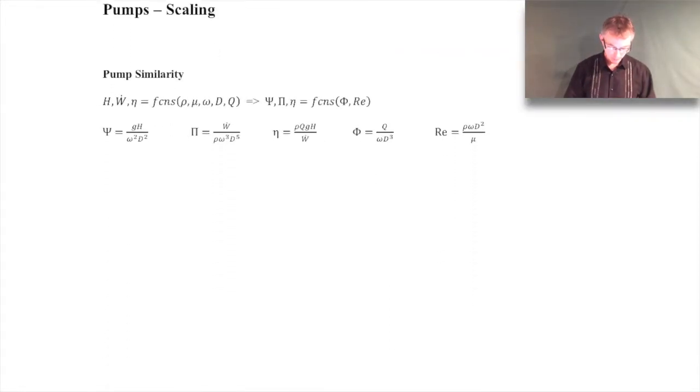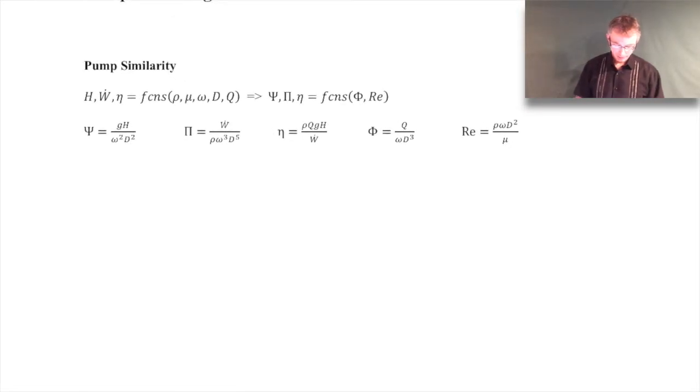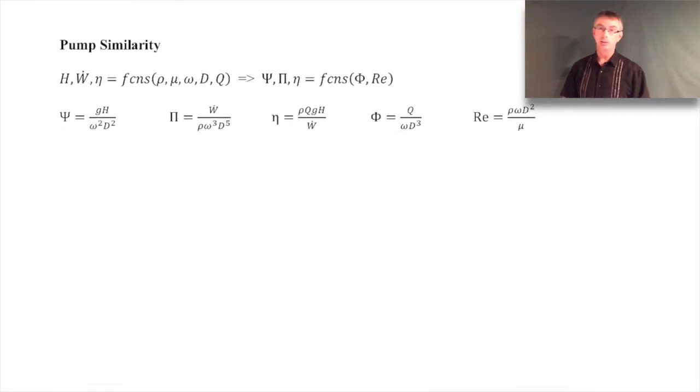All right, so let's talk about pump similarity. So this really kind of goes back to our dimensional analysis approach to analyzing problems. So what we'll start with here is we have the head rise, power, and efficiency of a pump. And we know that those will be functions of the fluid density, fluid dynamic viscosity, the rotational speed of the pump, pump diameter, or the impeller diameter, and the flow rate through the pump. Those are the primary quantities that affect the performance of that pump.